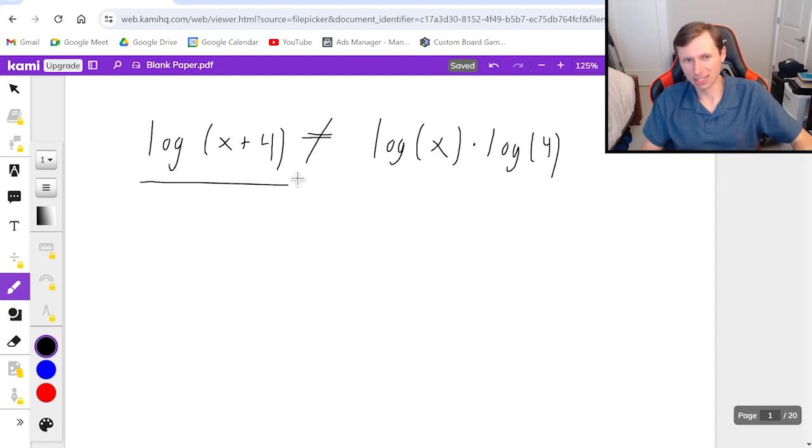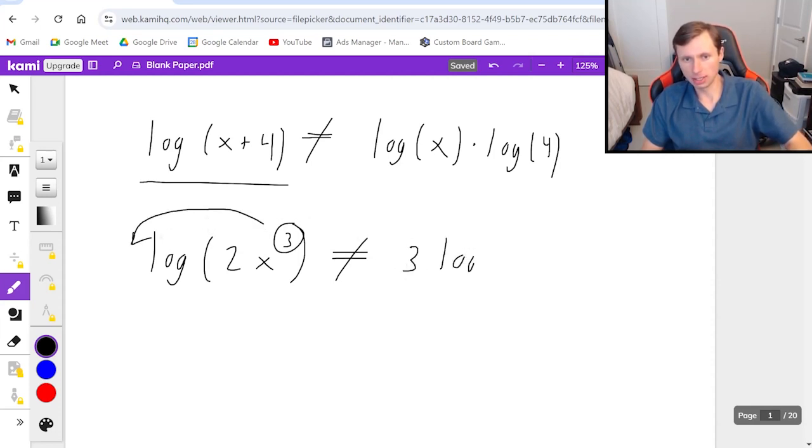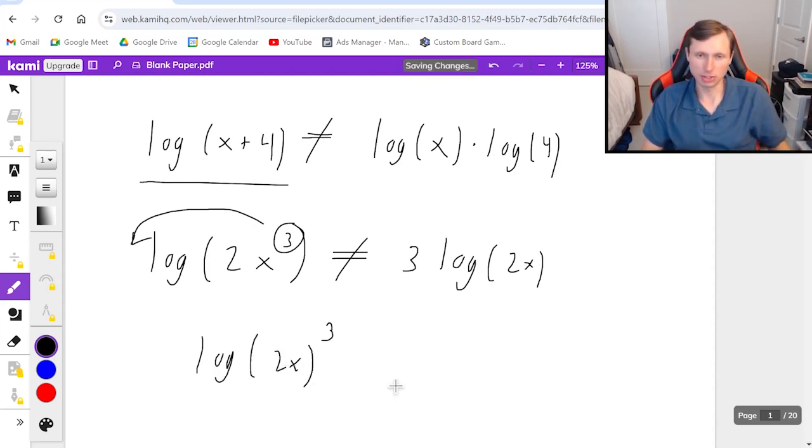As a matter of fact, this can't be simplified at all, and you would just leave it as log of x plus 4. The other property that is not a property, if you have, for instance, log of 2x cubed, you cannot bring the 3 out in front like this. You cannot do this because the whole thing has to be raised to the third power. So the only way you'd be able to do this is if you had log of 2x quantity cubed. That's the only time you'd be allowed to do that.